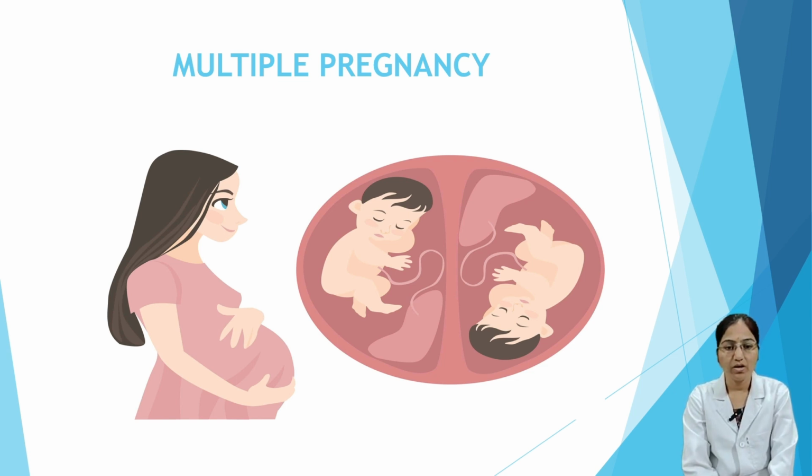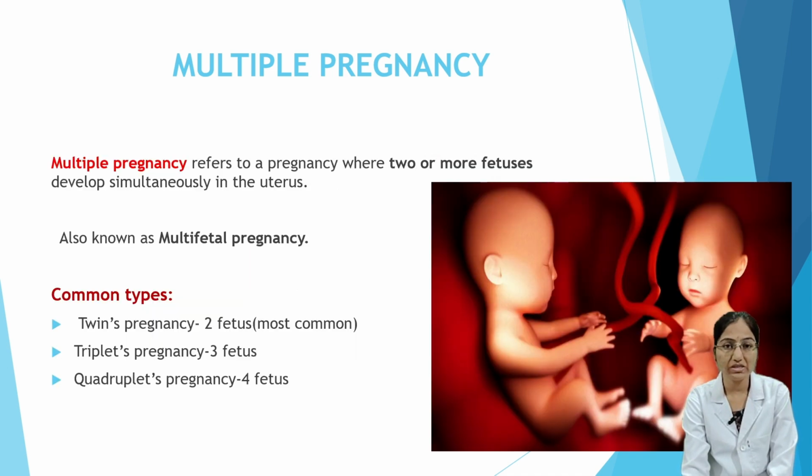This is the mechanism. In this class, we'll discuss what multiple pregnancy is, the causes, risk factors, classifications, complications, and management. Okay, we'll start. Multiple pregnancy refers to a pregnancy where two or more fetuses develop simultaneously in the uterus. At a time, fetus growth takes place. That is multiple pregnancy, also known as multifetal pregnancy.